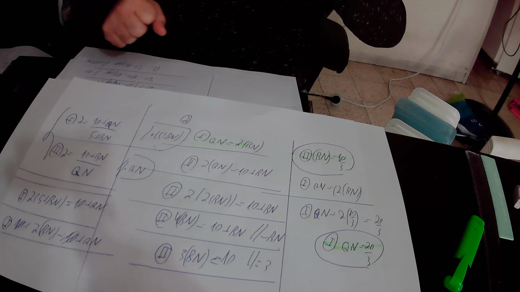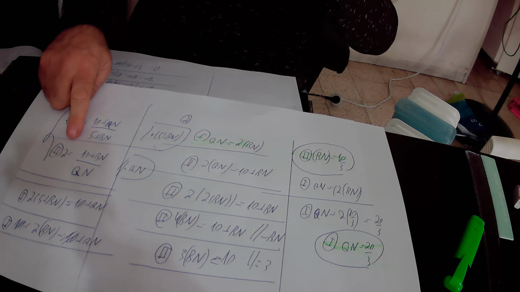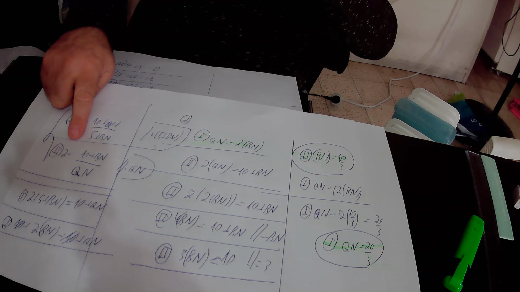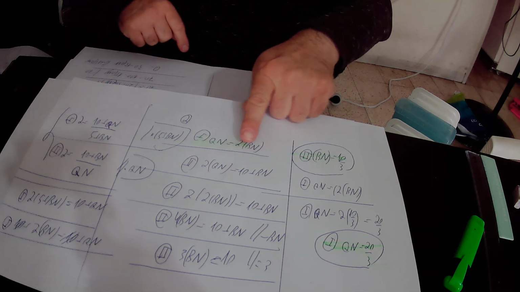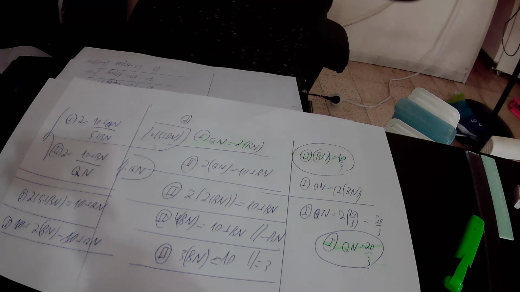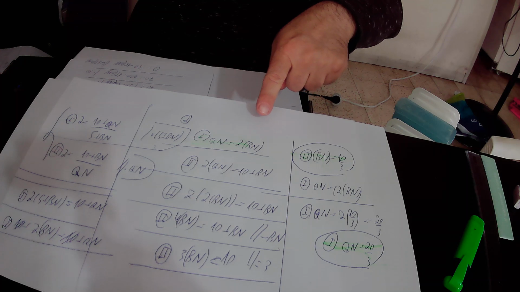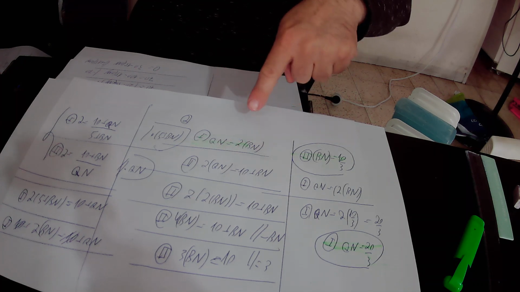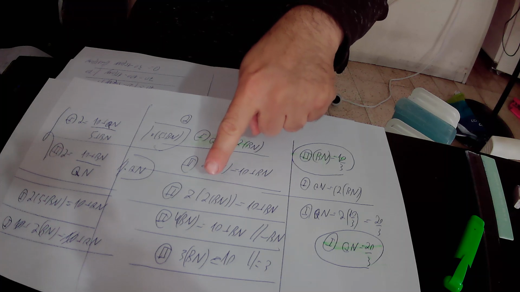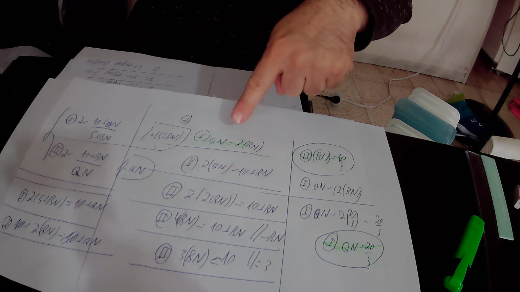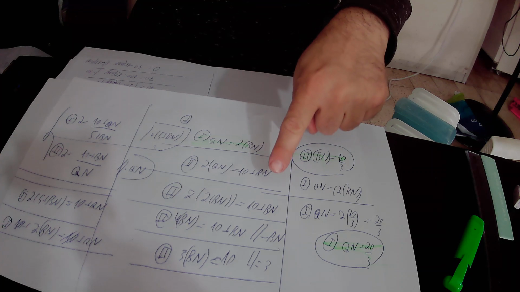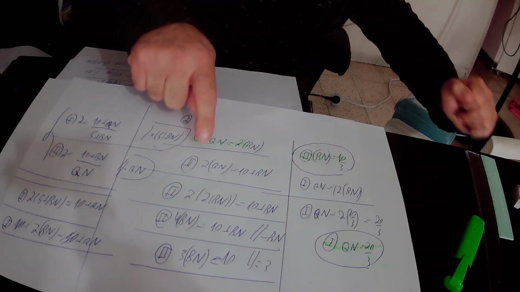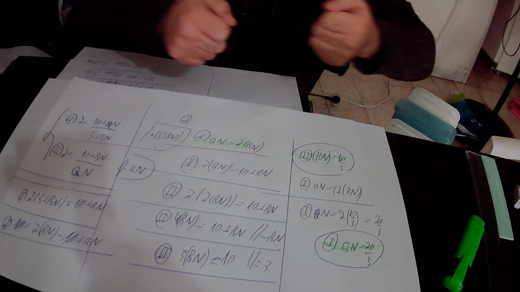Here we have equation number 2, 2 equals 10 plus BN over QN. Here we multiply this equation number 2 by QN and found out that 2 times QN equals 10 plus BN. But according to equation number 1, QN equals 2 times BN. So we can substitute QN in equation number 2 by 2 times BN. We did it here and found out that 2 times 2BN is 4BN, so 4BN equals 10 plus BN.